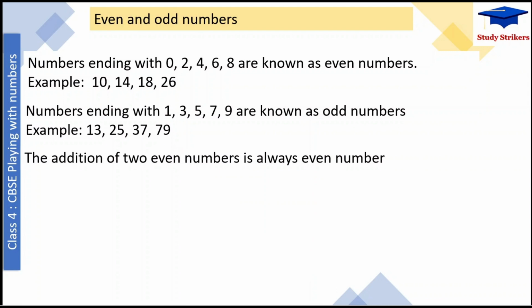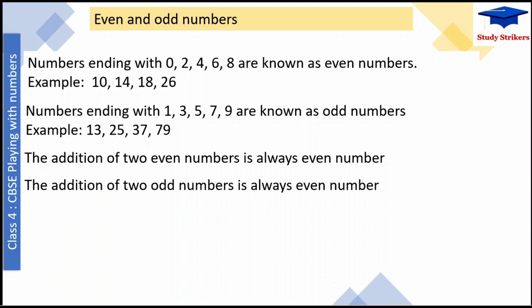In addition, the addition of two even numbers is always an even number. Let's add 10 and 8 together, you will get 18. If you add 50 and 70, what will you get? 120. It's again an even number. The addition of two odd numbers is always an even number. Isn't it fantastic? If you add 5 and 7, you will get 12. If you add 9 and 3, again you will get 12.